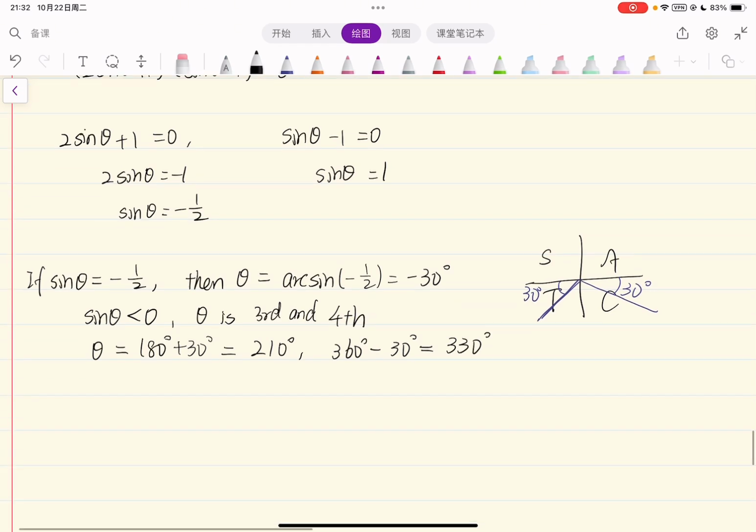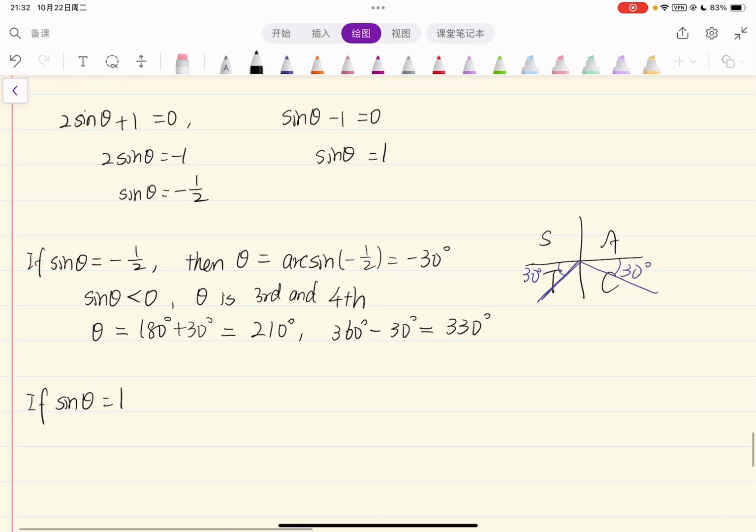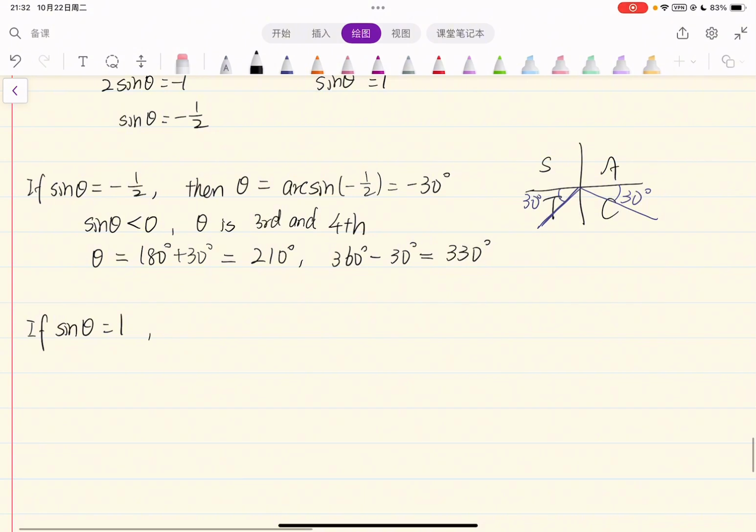If sine theta equals 1, we can find the solution using a sine graph, because 1 is the maximum value of sine theta. Let us draw the sine graph quickly. So 0, 90 degrees, 180 degrees, 270 degrees, and 360 degrees.